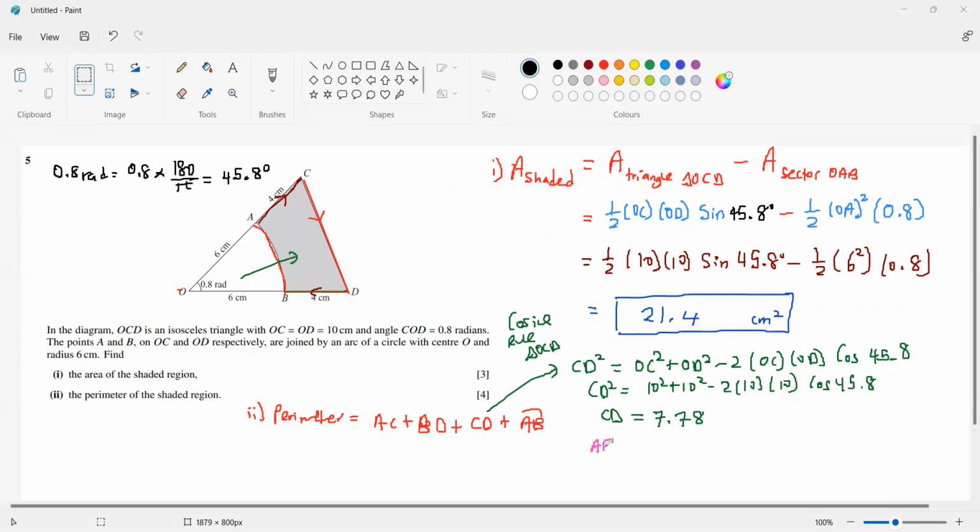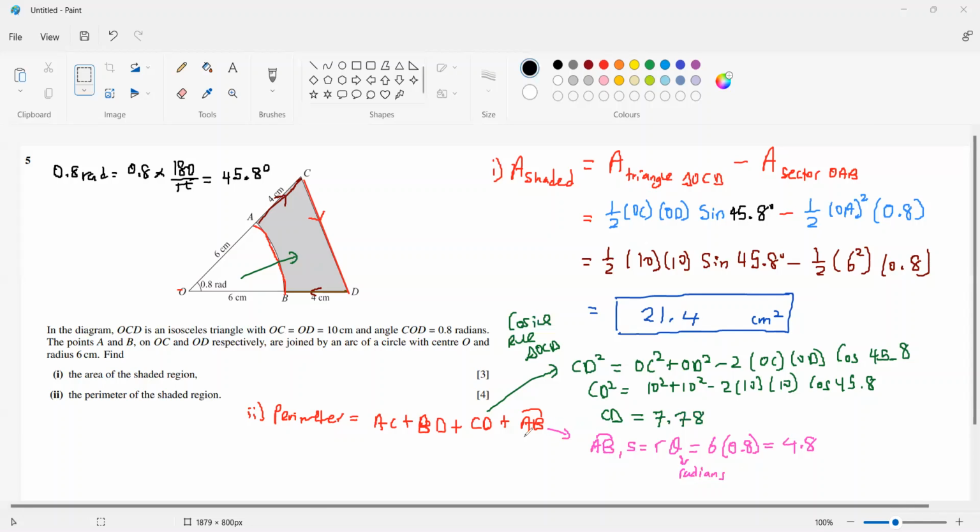If we want to calculate AB as the length of the arc, the formula is s equals r theta. So it's the radius 6 times 0.8, which is 4.8. So there we got that part as well. Please take note that when you use this formula, theta is in radians.